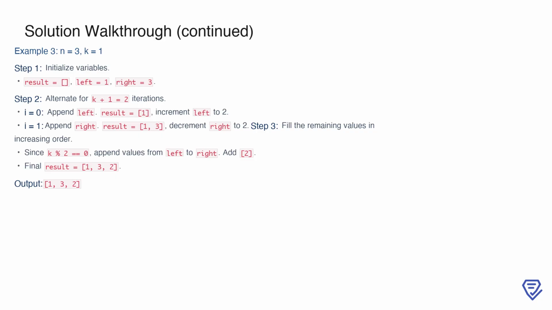With the alternating phase complete, we fill the remaining positions. Since k is even, we append the values sequentially in ascending order, adding 2 to the array. The final result is 1, 3, 2, which meets the requirements of the problem with exactly one distinct difference.